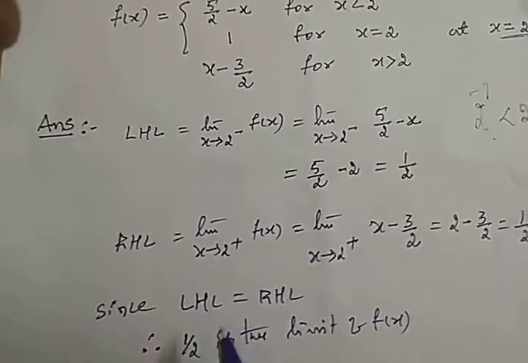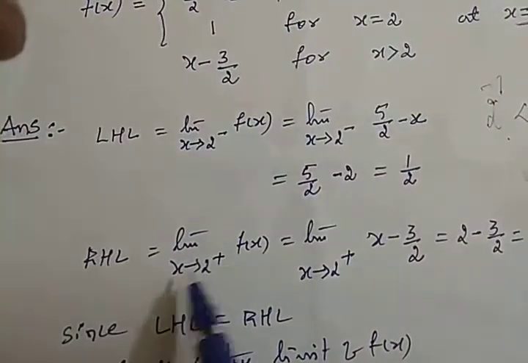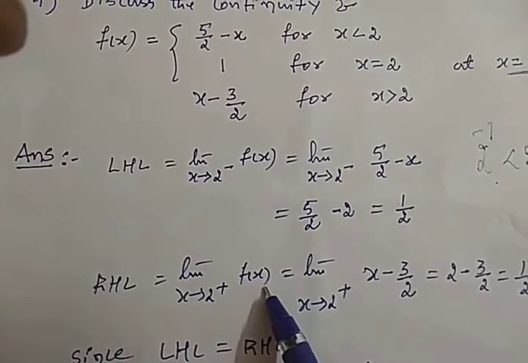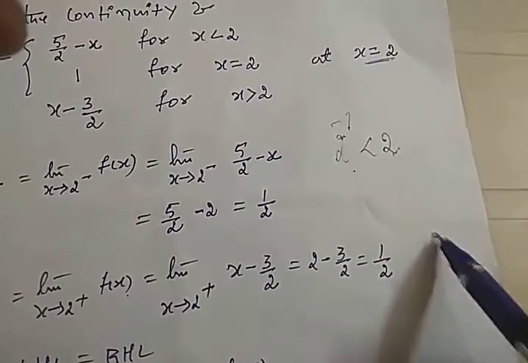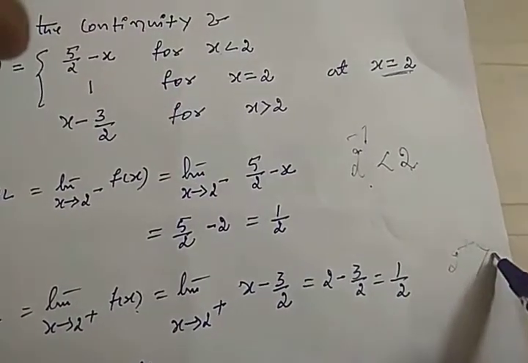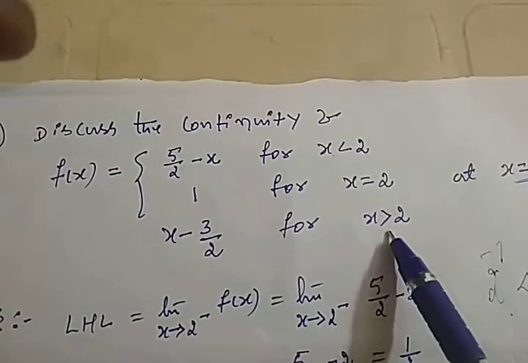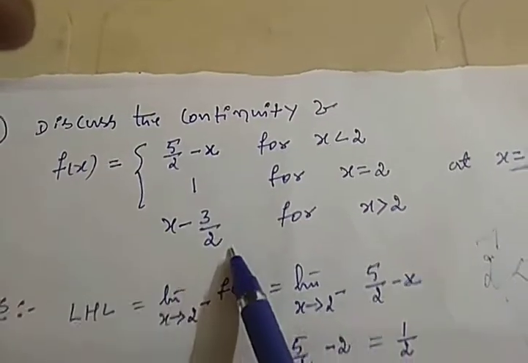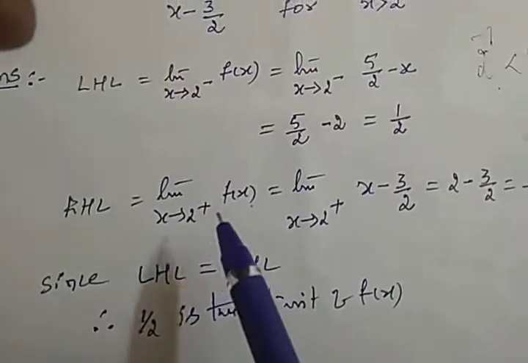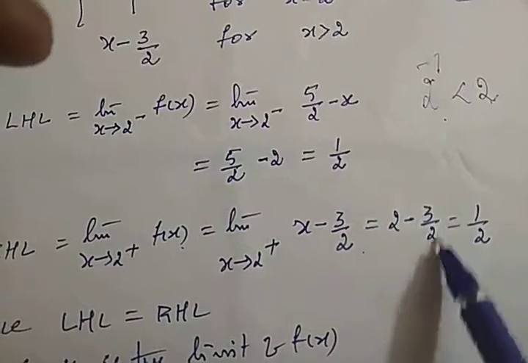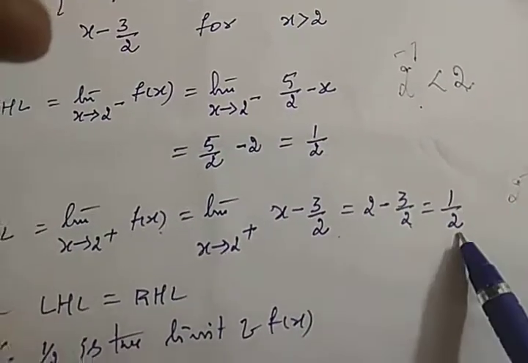Let us find the right hand limit, RHL, which is equal to the limit as x tends to 2 plus of f(x). Let us identify which function is defined for the right hand limit. 2 plus is nothing but greater than 2. For x greater than 2, the function is defined as (x minus 3) by 2. Apply the limit as x tends to 2: (2 minus 3) by 2. After simplification, you will get 1 by 2.